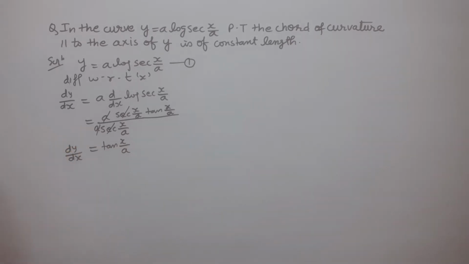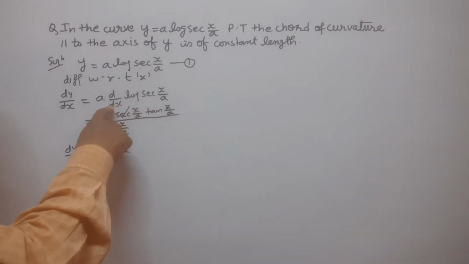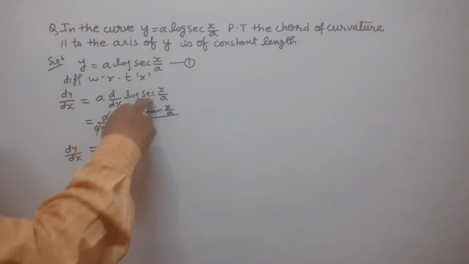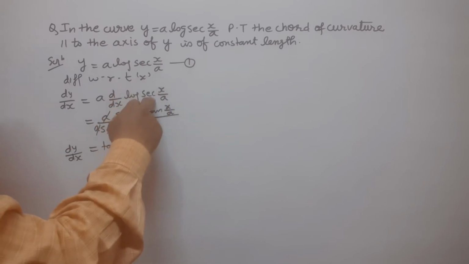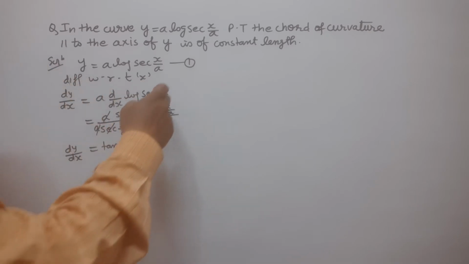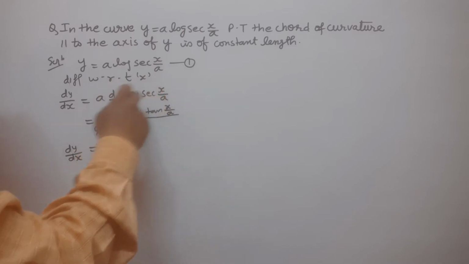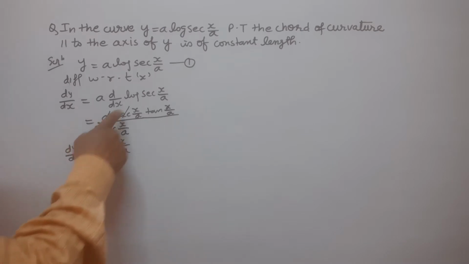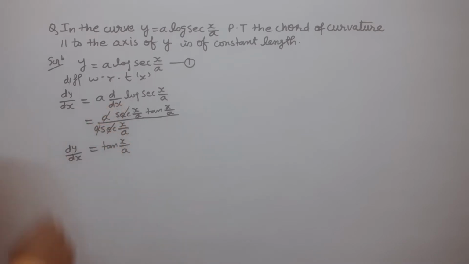You can see here the given curve is y is equal to a log sec x upon a. We are differentiating it with respect to x, so we use the operator d by dx on both sides. Here a is constant, so we keep it outside the differential operator. So d by dx of log sec x upon a. Now we differentiate this log sec x by a with respect to x. Differentiation of log x with respect to x is 1 upon x, so this is 1 upon sec x upon a. Now we differentiate this sec x upon a, we get sec x by a and tan x by a. Now we differentiate this x by a with respect to x. So 1 upon a is constant here, and differentiation of x with respect to x is 1. So a from the numerator and denominator and sec x by a cancel from the numerator and denominator. So we get dy by dx is equal to tan x upon a.